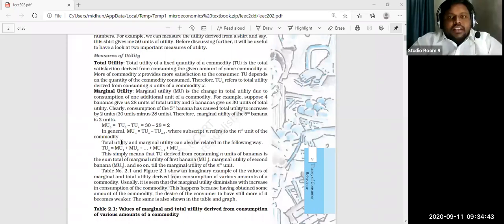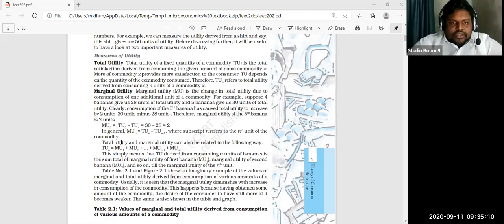We added the fifth banana, which means the 4 bananas plus the fifth banana altogether give us 30 units of satisfaction. So the fifth banana's marginal utility is TU5 minus TU4, which is equal to, you can see here, 30 minus 28, which is equal to 2.